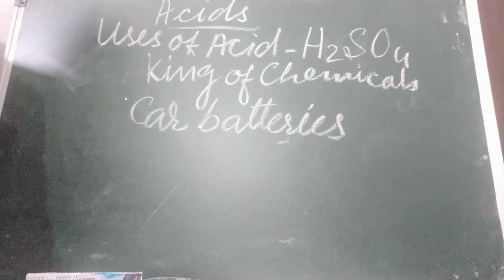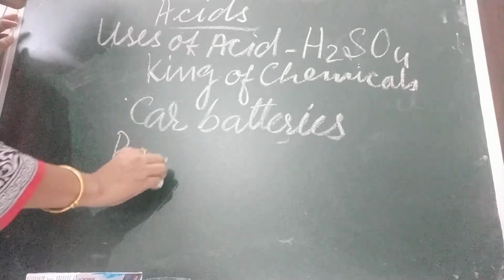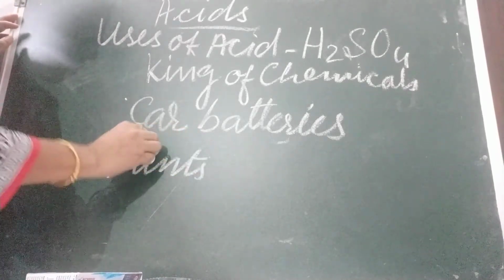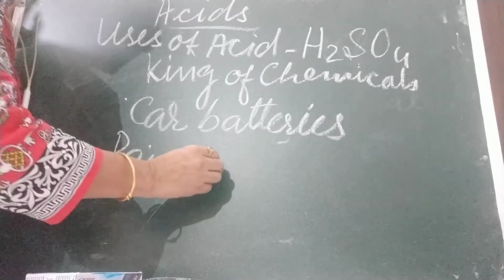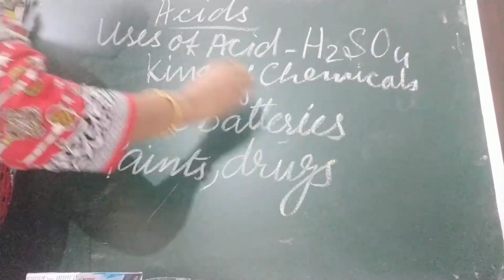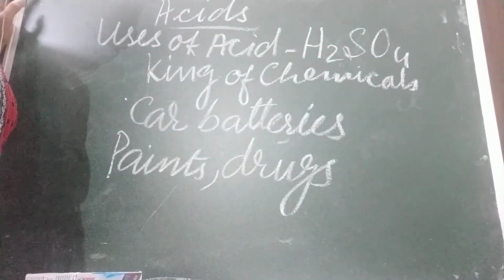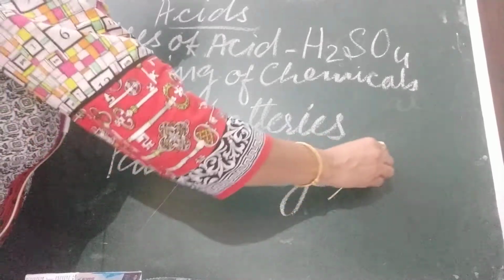Second, it is used in the manufacture of paints. Paints, you are all aware. Drugs, medicines, sulfur drugs are there, and those sulfur drugs are made from this. Okay. So drugs, dyes, meaning color.